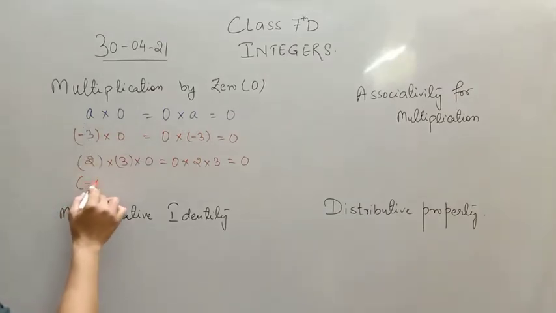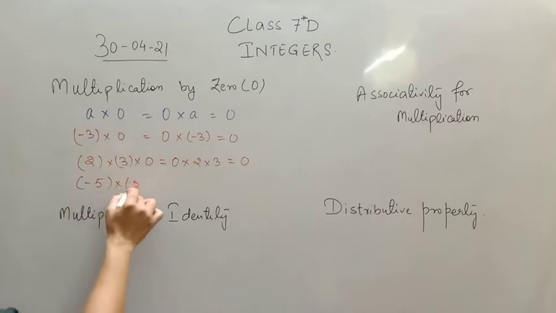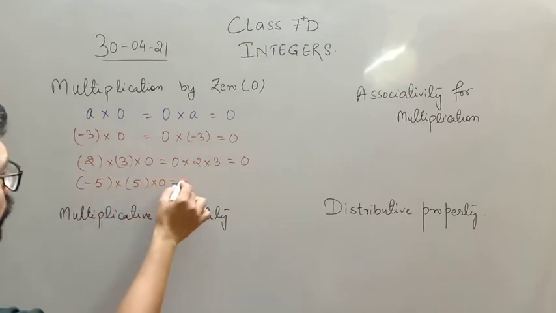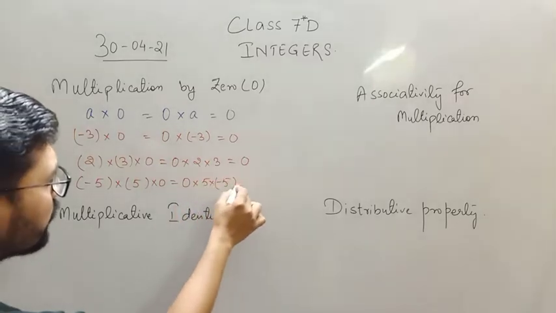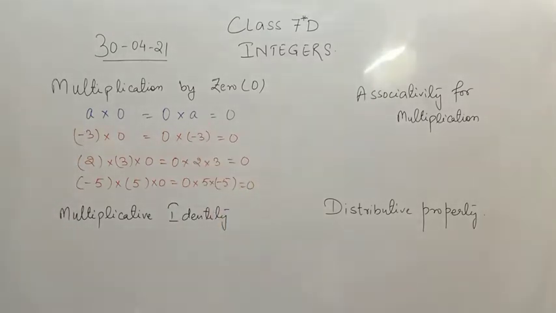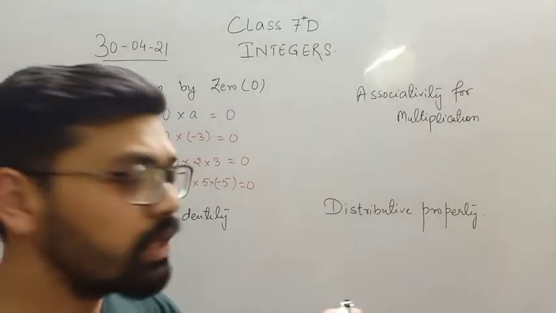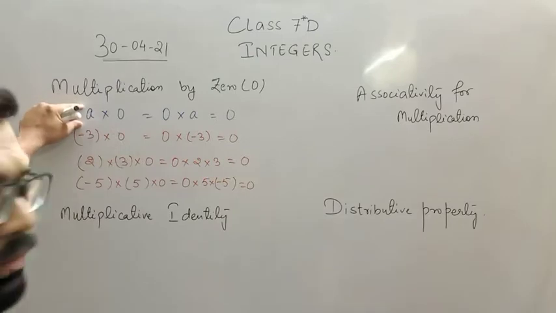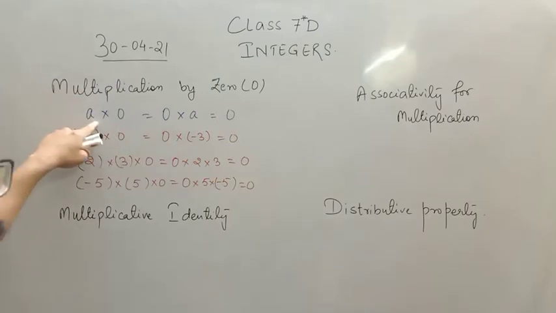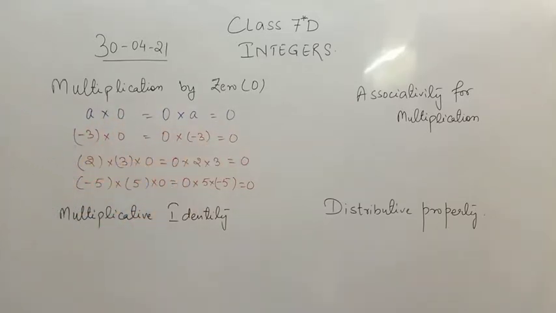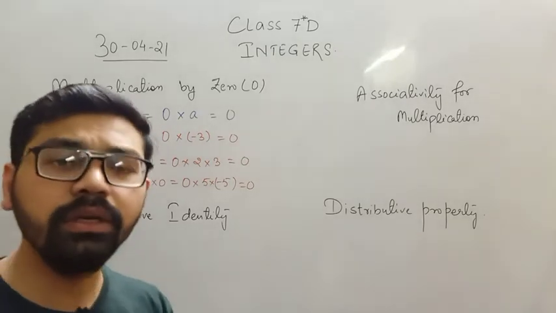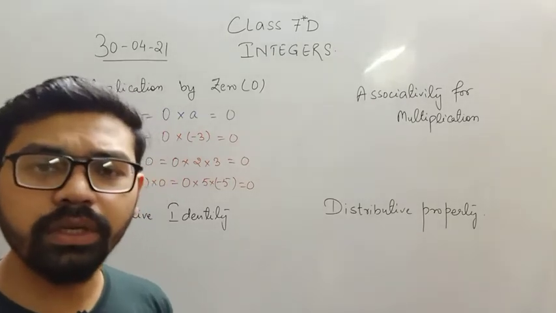Let's say you have -5 when you multiply it with +5 into 0, or you can write 0 into 5 into -5. Again, the result comes out to be 0. So these are the three examples. In this way, you can take n number of examples, and this is the general concept. This is a general rule that whenever you multiply 0 with any number, the result comes out to be 0. Okay, I think this thing is clear to you all. If not, you can ask those doubts in the Zoom session.